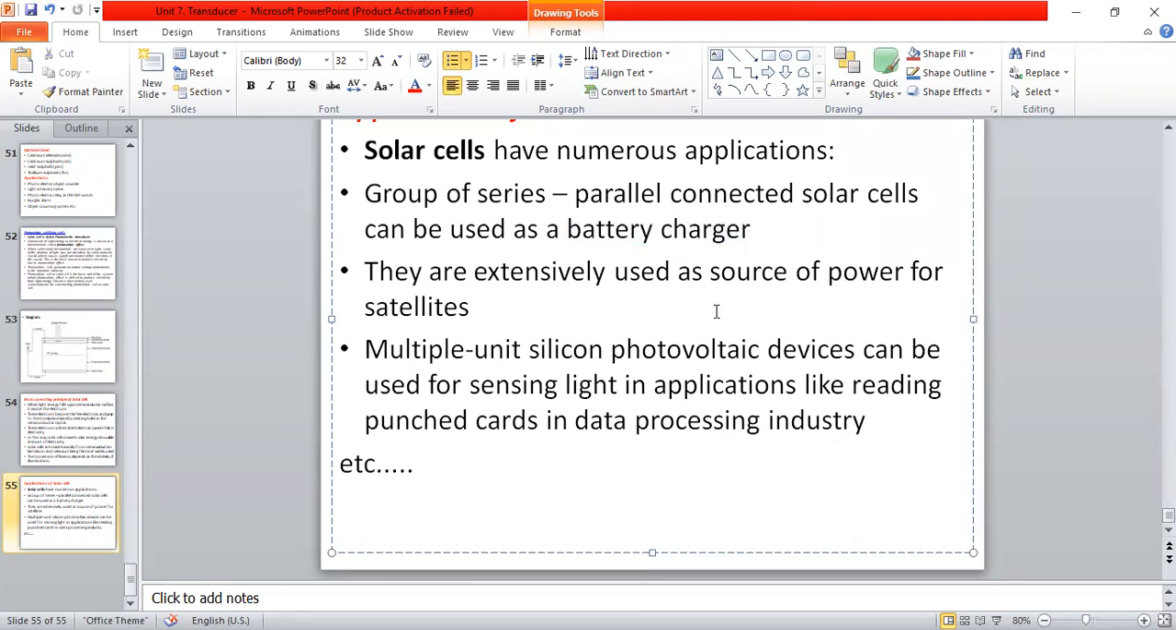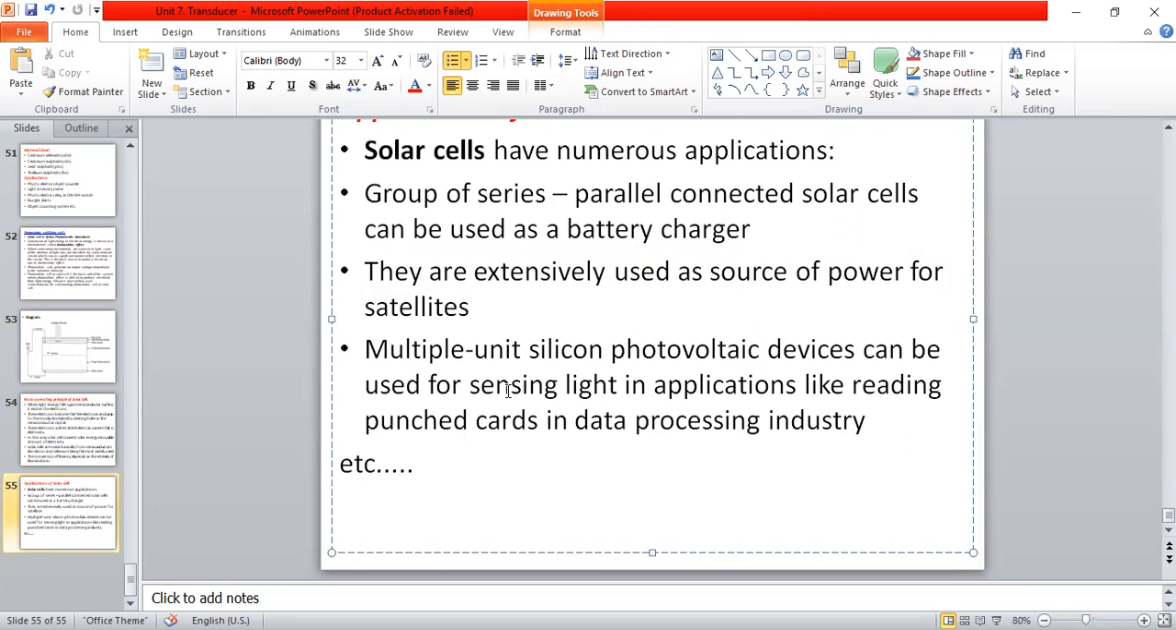They are extensively used as a source of power for satellites. Where do satellites stay? In space. Can we run wire connections from here to there? No, sir. So in those places we use solar panels only, and with them we can charge the satellites.